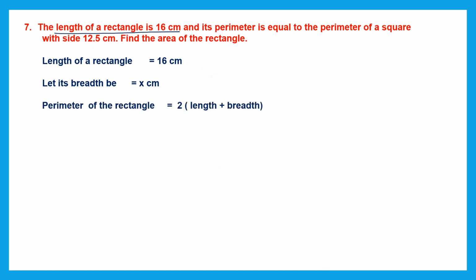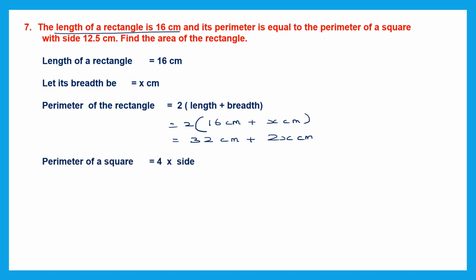So perimeter of the rectangle, the formula is 2 into length plus breadth, that is 2 into length is 16 centimeters and the breadth is x centimeters. Now let's multiply this. 2 into 16 is 32 centimeters plus 2 into x is 2x centimeters. Now this is the perimeter of the rectangle. Now we must find the perimeter of the square, and that is 4 into side. The value of side is given to us in the question. It is 12.5 centimeters. We have to multiply 4 into 12.5. And that is 50. So this is 50 centimeters.